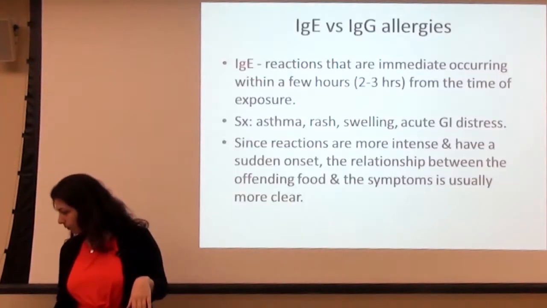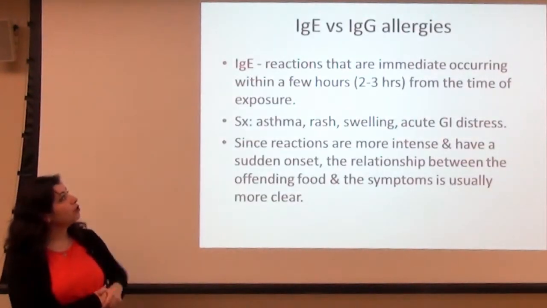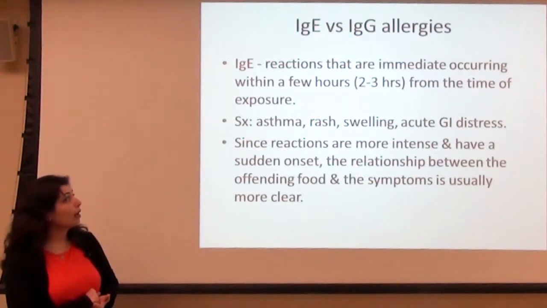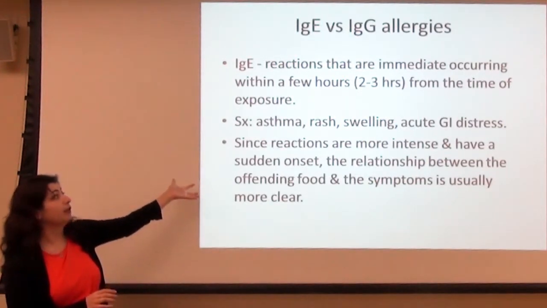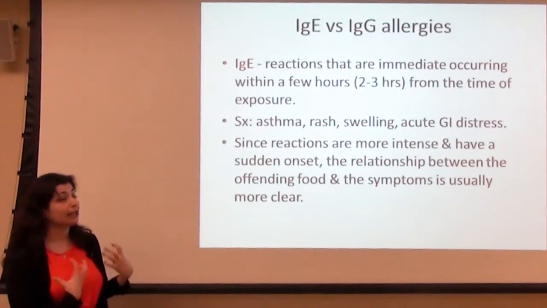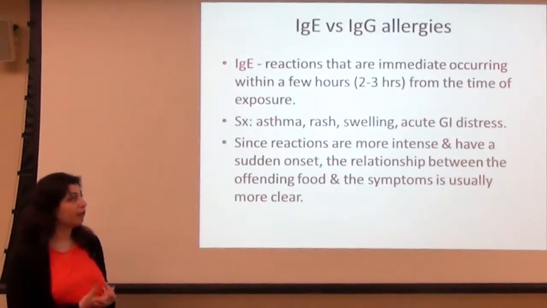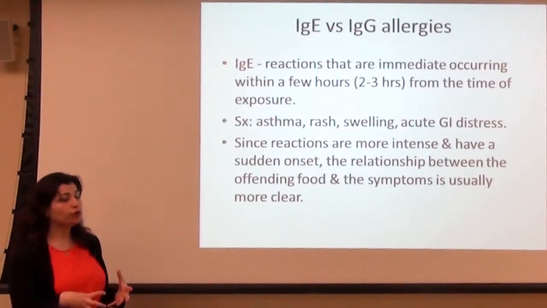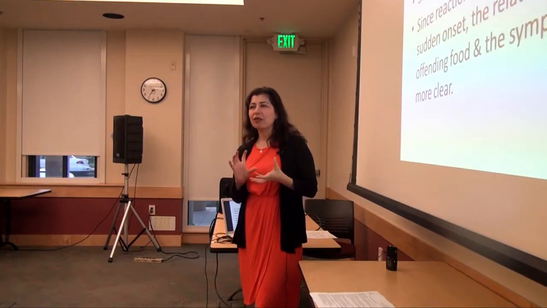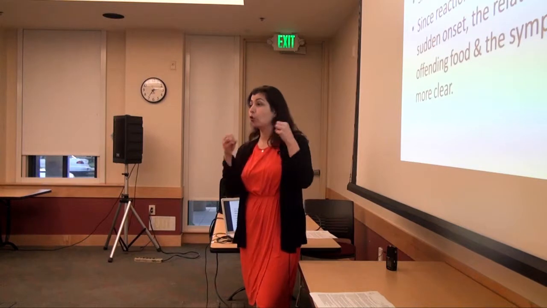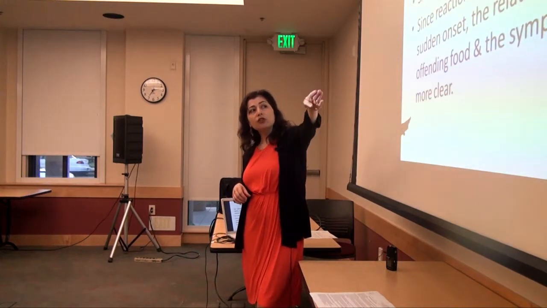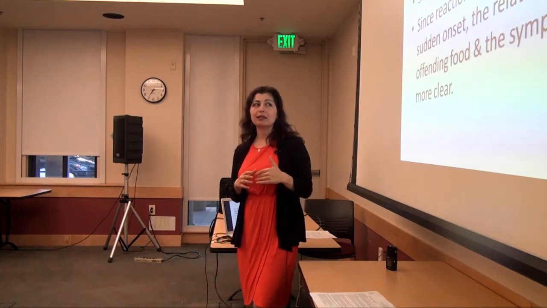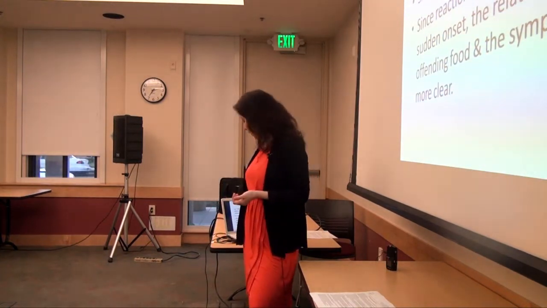So as I said, with the IgE, it's fairly quick, within 2 to 3 hours, and the reactions are very severe. So if people have asthma or hives, that kind of a rash, swelling, acute GI distress, you want to think more of maybe it's IgE related, especially if it's very quick from the onset of that food. So you can see the relationship between the offending food and the symptom is usually more clear.